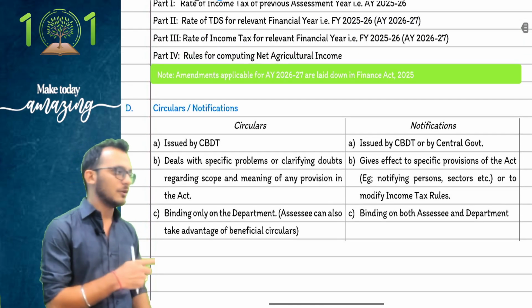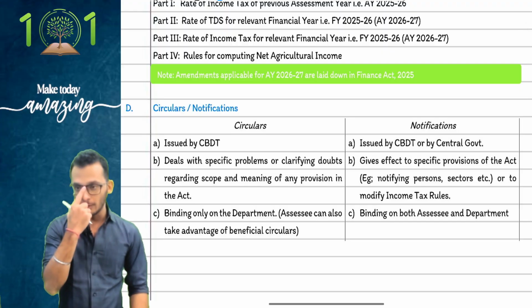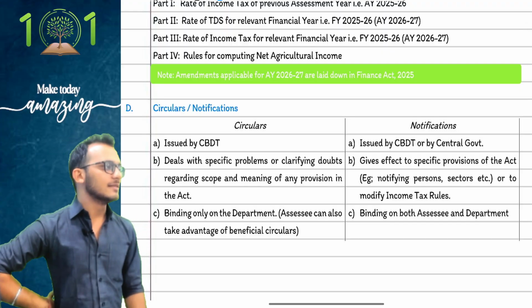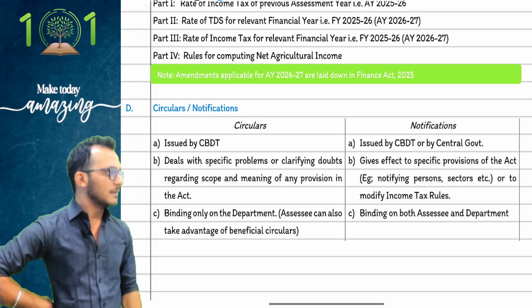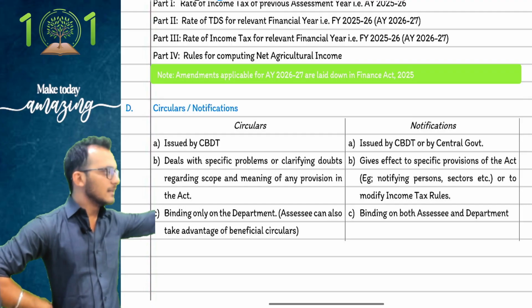Your theory question for your exam. When you go to circulars and notifications, if you notice, it says circulars are issued by CBDT. People don't mark. I'll tell you what to mark. Wait for it. Yes, circulars are issued by CBDT.